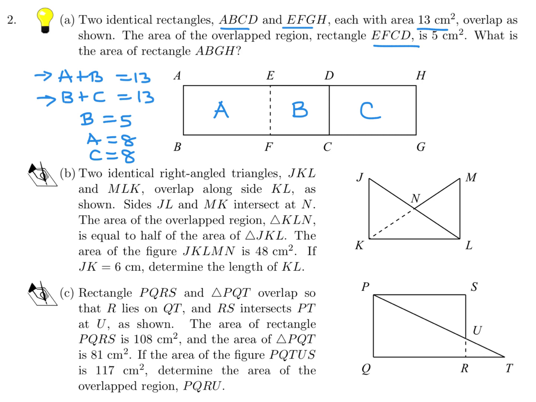And then what are they asking for? A, B, G, H. So the whole thing. So the whole thing is A plus B plus C. Well, then that's pretty straightforward. That's just going to be 8 plus 5 plus 8. And that is 21.